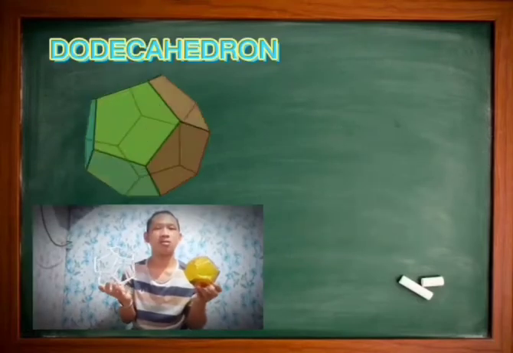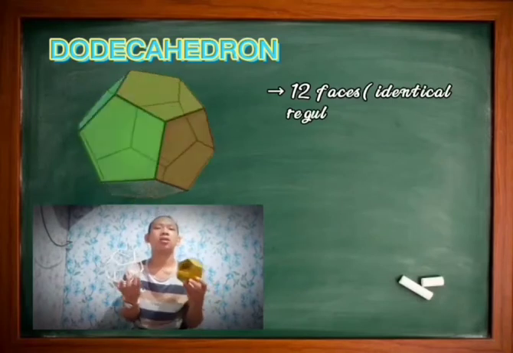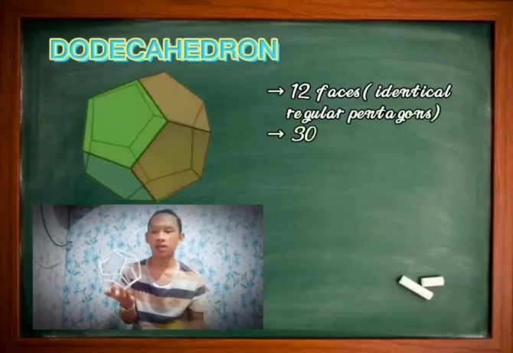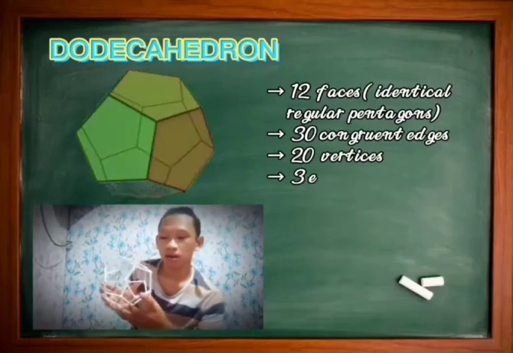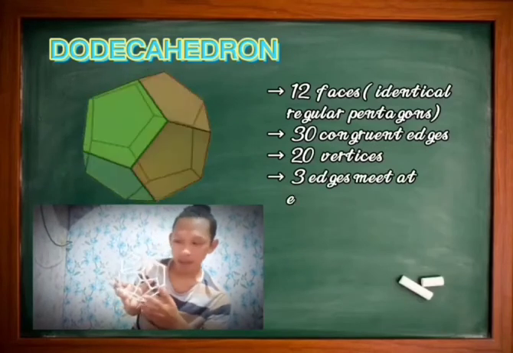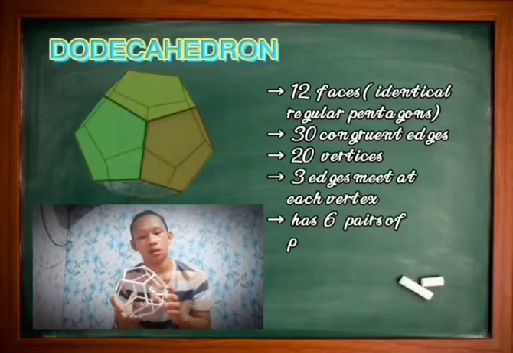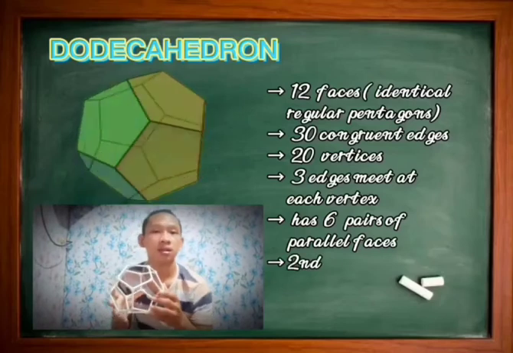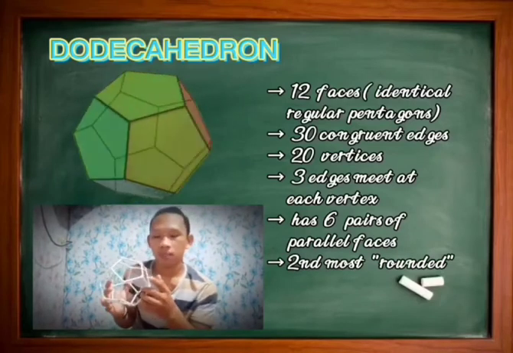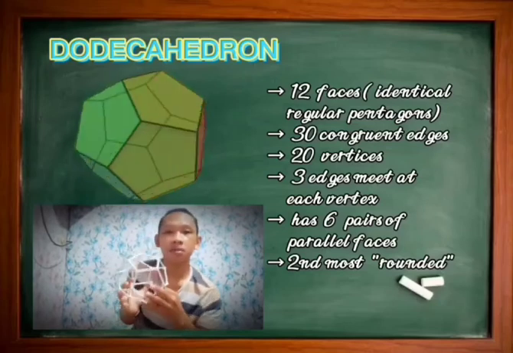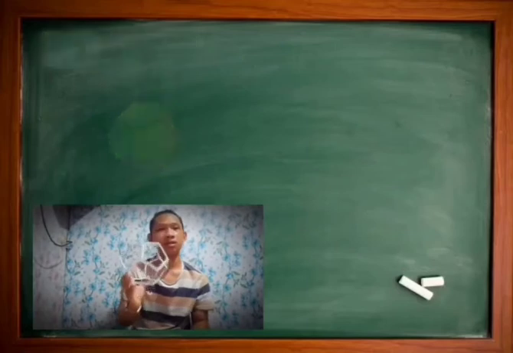Dodecahedron, from the Greek word dodeca, meaning 12. It is called a dodecahedron because it is a polyhedron that has 12 faces, and each face has 5 edges, and these join along 30 edges to form 20 vertices. In each vertex, 3 edges meet, and this shape is the second most rounded of the Platonic solids.